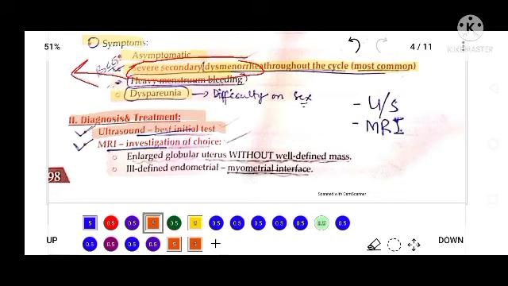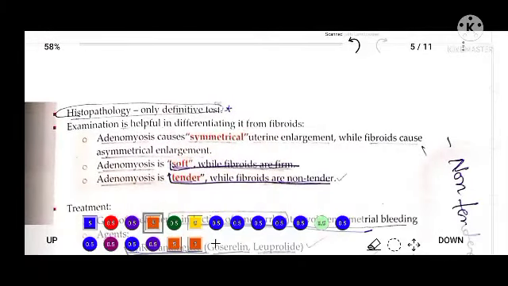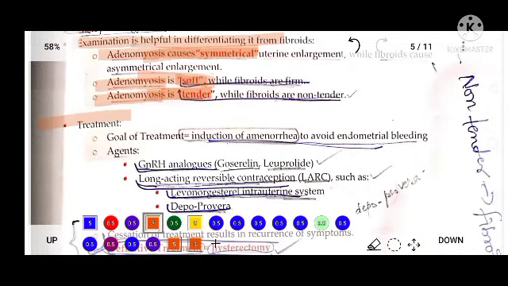Diagnosis is on the basis of ultrasound, with MRI as the investigation of choice, showing a globular uterus without a well-defined mass and endometrial myometrial interface changes. Histopathology is the only definitive test. On examination, adenomyosis shows symmetrical uterine enlargement; the uterus is tender, soft, and symmetrically enlarged, while in fibroids there is non-tender and asymmetrical enlargement of the uterus.